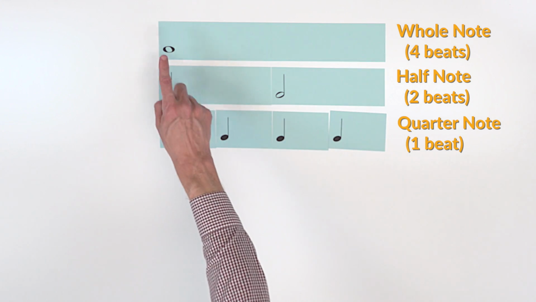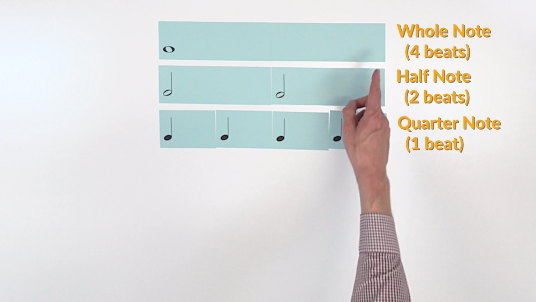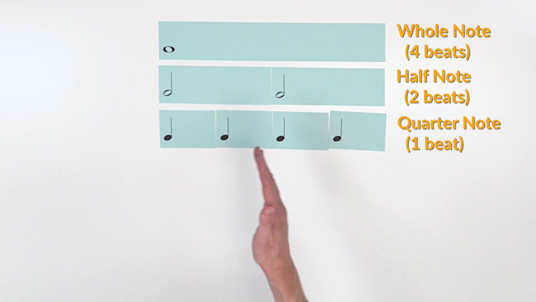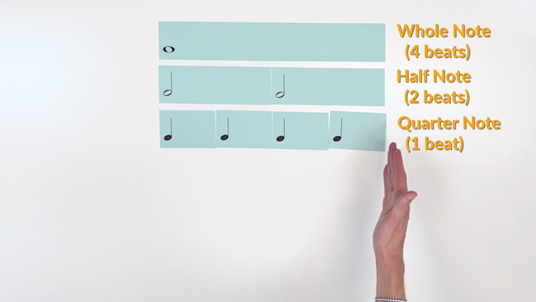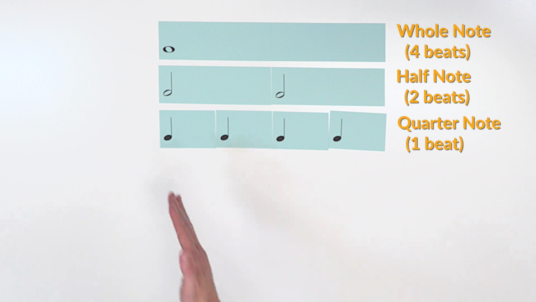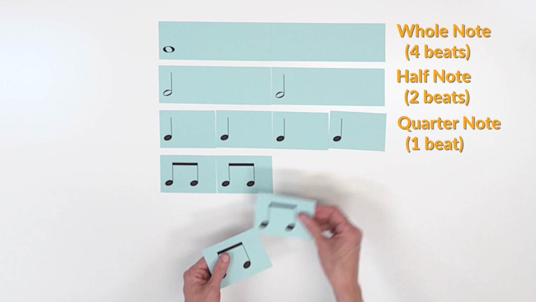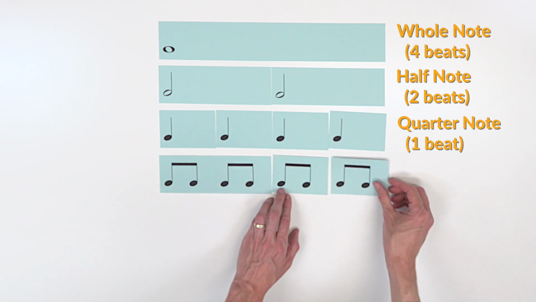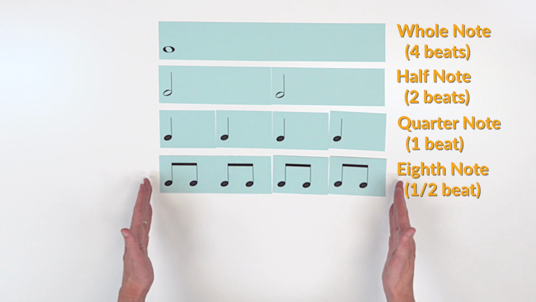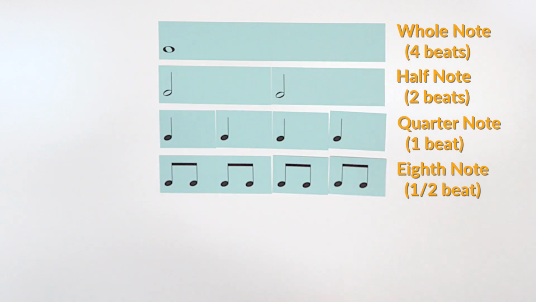So if you say 4, while I say ta, ta, ta, ta, we should finish at the same time. Now, what if we took a quarter note and cut it in half? That gives us eighth notes. They're called eighth notes because you can fit 8 of them in the time it takes to do 1 whole note. T, T, T, T, T, T, T, T.